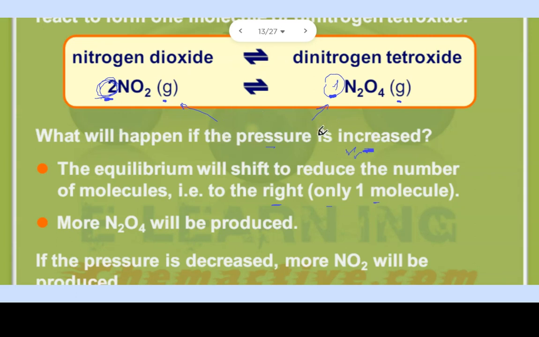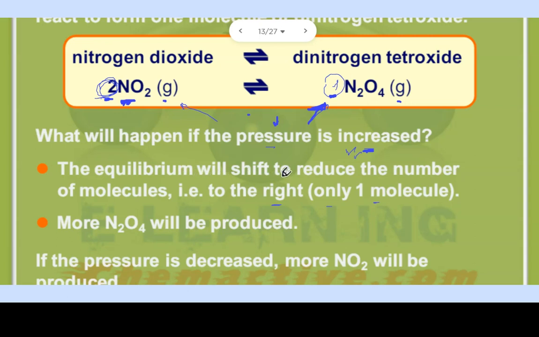If the pressure increases, we said before, increase means less. So it will shift to the products, yes, correct, the side with the smaller number of molecules. And what will happen if the pressure decreases? Yes, more. It will shift to the larger number of moles, which means more reactants than products.